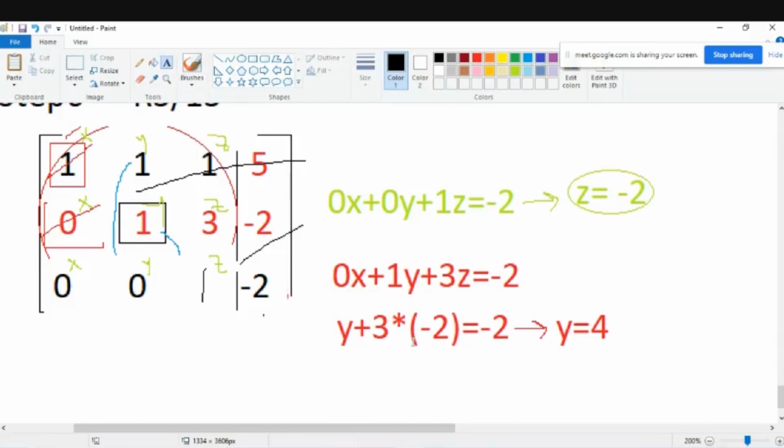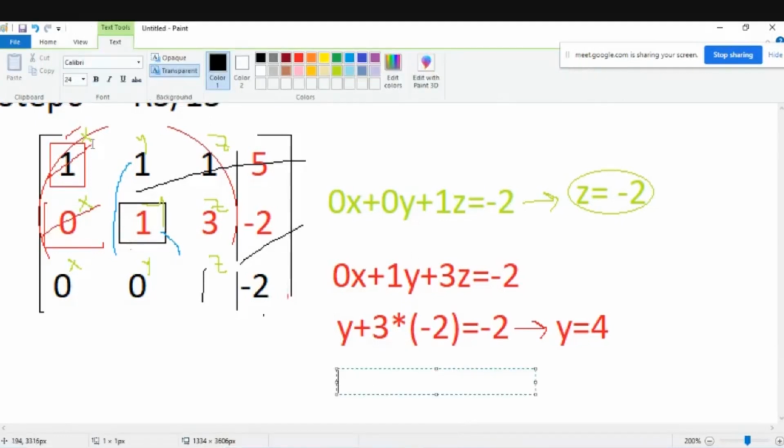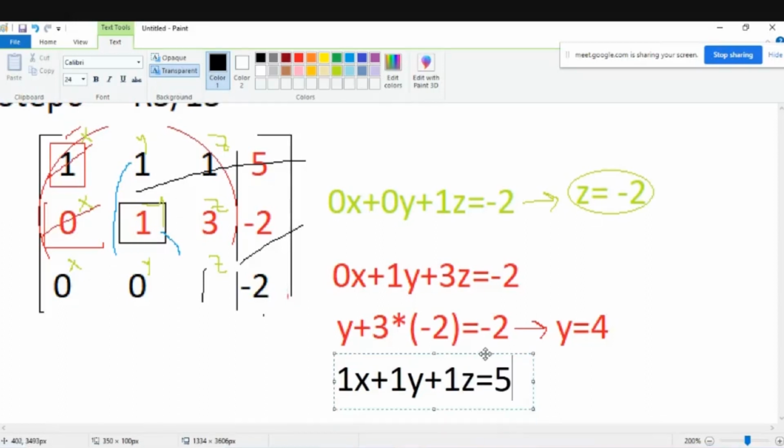I will do it in black to be clear. Then 1 multiplied by x will become 1x, plus 1 multiplied by y will become 1y, plus 1 multiplied by z will become 1z. All of that equals 5. As you can see, I'm trying my best to put all the details. But in the exam, no need to do that. As much as you can reduce, you can simplify. Then 1 multiplied by x, 1 multiplied by y, 1 multiplied by z equals 5.